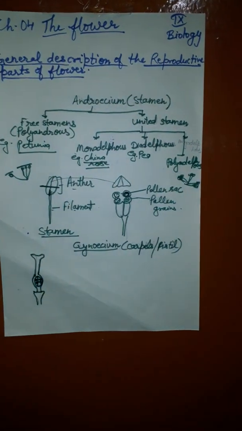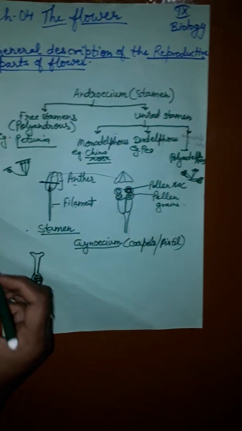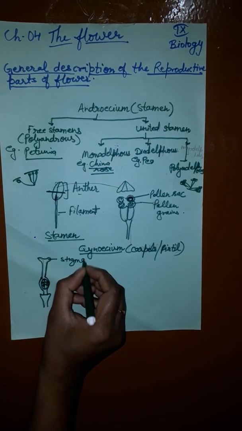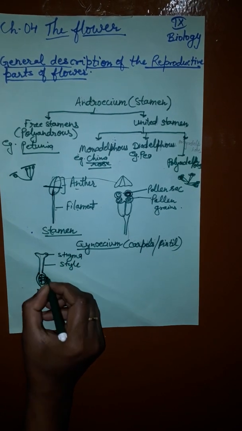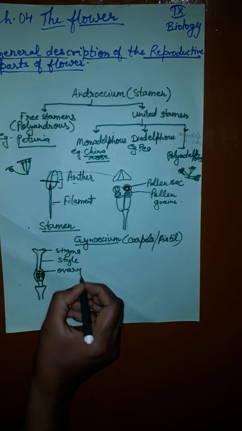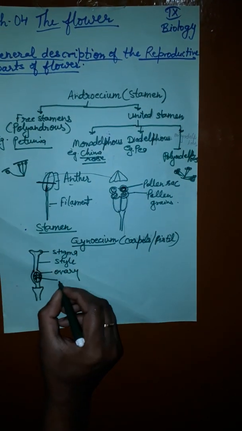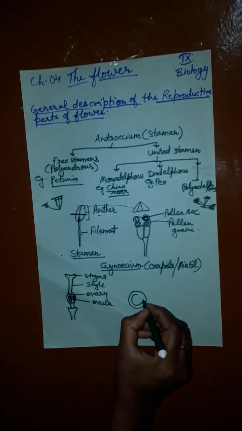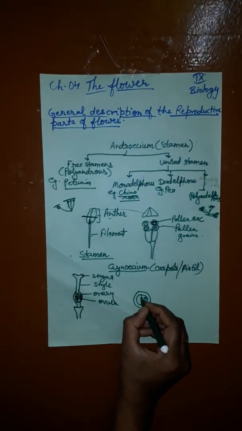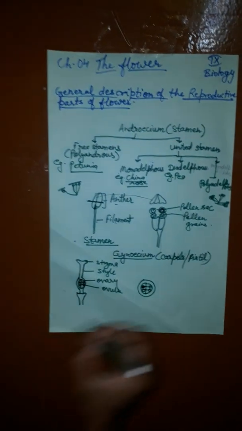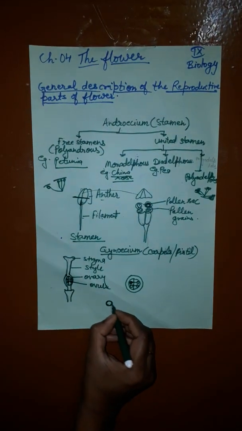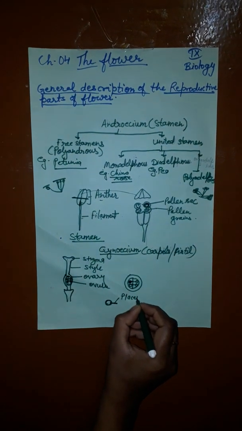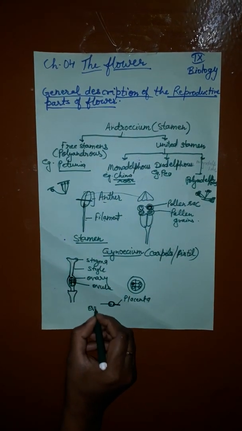Placenta is also present in the plant. Now this is stigma, style, ovary, and inside the ovary this is ovule. See here, this is ovary. Inside the ovary this round structure is the ovule. And where is the placenta? This is ovule, and this one is placenta.